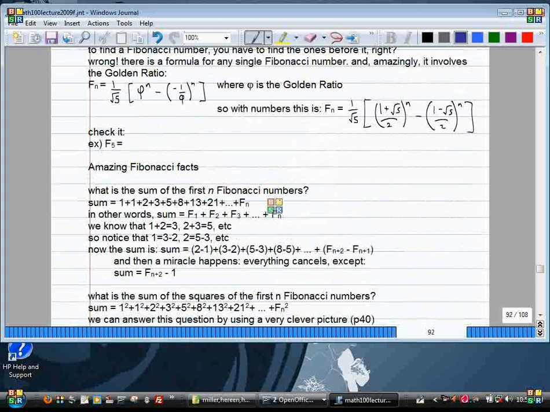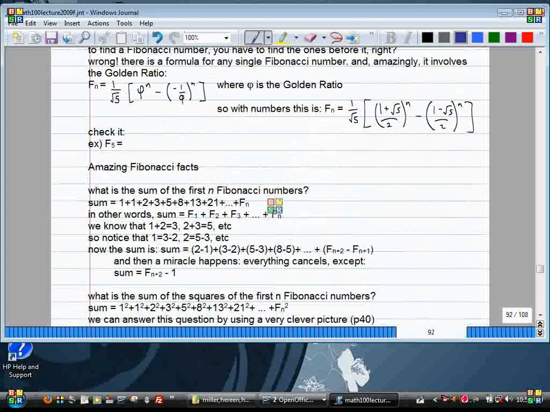But the last thing I didn't get to: what is the sum? We talked about the sum of the first n Fibonacci numbers, and it worked out really nicely and easily. We can also ask this: what is the sum of the squares of the first n Fibonacci numbers? So 1 squared plus 1 squared plus 2 squared plus 3 squared, all the way up to fn squared.